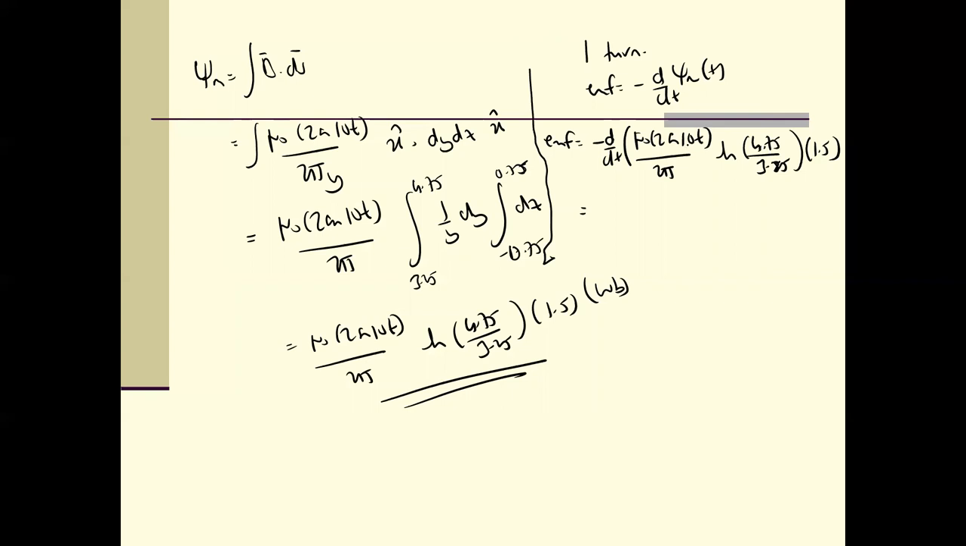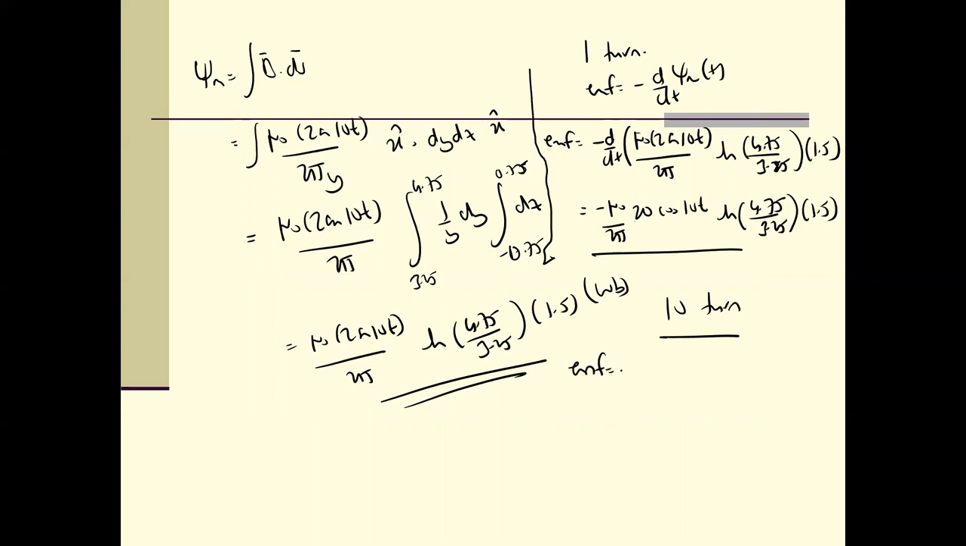So we differentiate. Differentiating 2 sine 10t will give us negative mu naught over 2 pi times 20 cosine of 10t, and then ln of 4.75 over 3.25 multiplied by 1.5. This is the EMF produced by a single turn. So for 10 turns, we simply multiply with 10. The EMF produced will be negative 10 of mu naught over 2 pi times 20 cosine of 10t ln of 4.75 divided by 3.25 multiplied with 1.5. So that should be your EMF generated by 10 turns of the inductor.